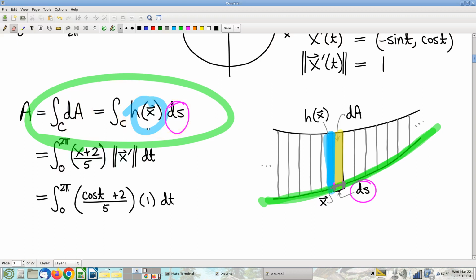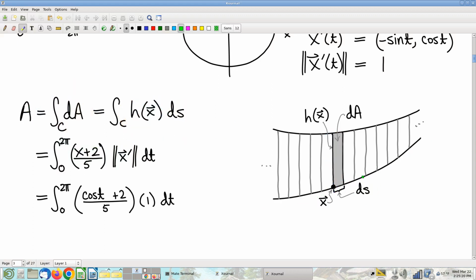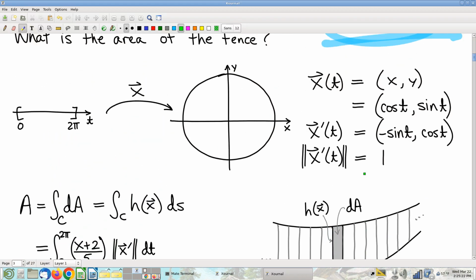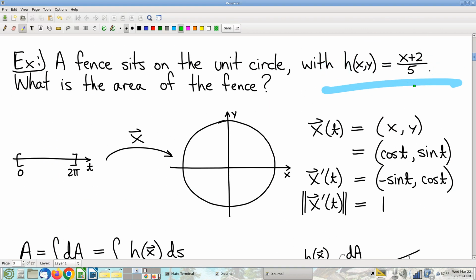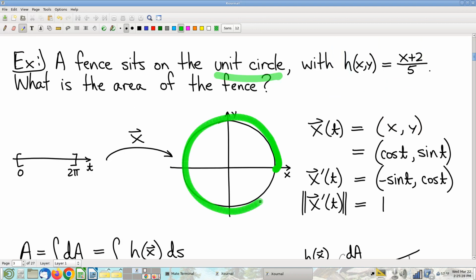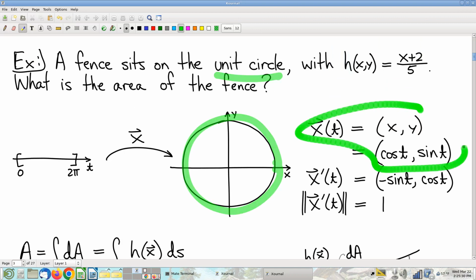Okay. All right, so how to do the line integral. I have to parameterize my line. My line, of course, is this unit circle here. Good news, it's easy to parameterize. The unit circle, we've done it before. There it is, our old friend.